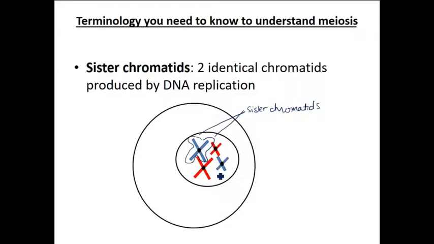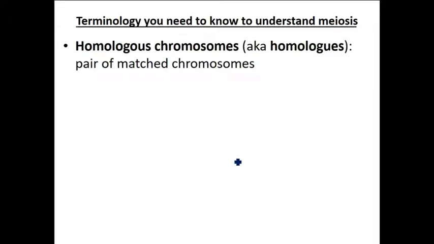Okay, and you would have the same for each one of those. Okay, but we have more terminology. We also have something called homologous chromosomes, also sometimes called homologs, and this is a pair of matched chromosomes.